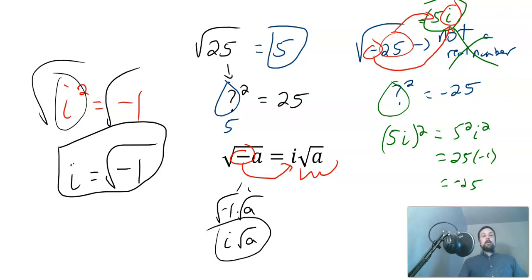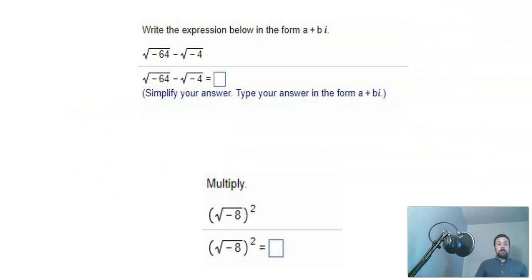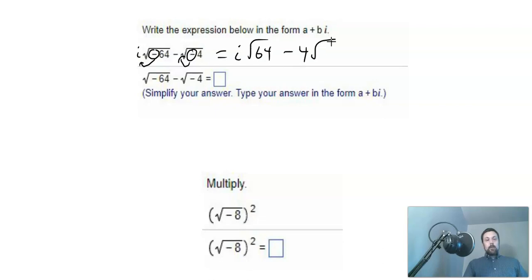All right, so let's go ahead and practice simplifying some of these. So the square root of negative 64 minus the square root of negative 4. So the negative signs in these square roots will ultimately end up becoming i's outside the square root. So I'm just going to rewrite this problem as i times the square root of 64 minus... sorry, I put the wrong thing. Got my things backwards here. i times the square root of 4.